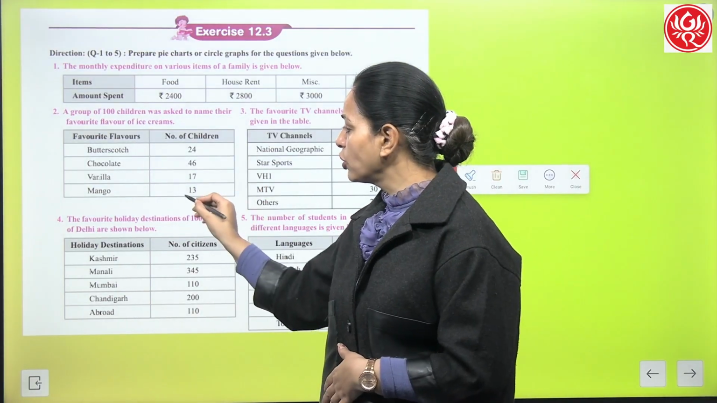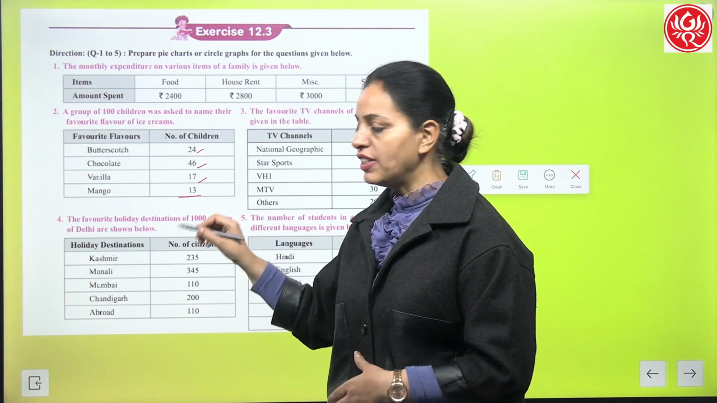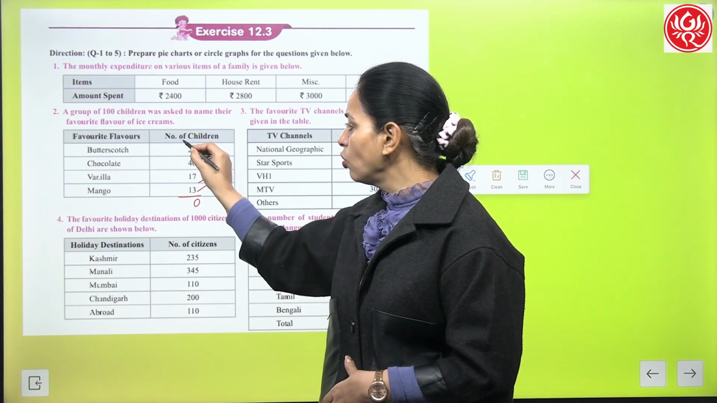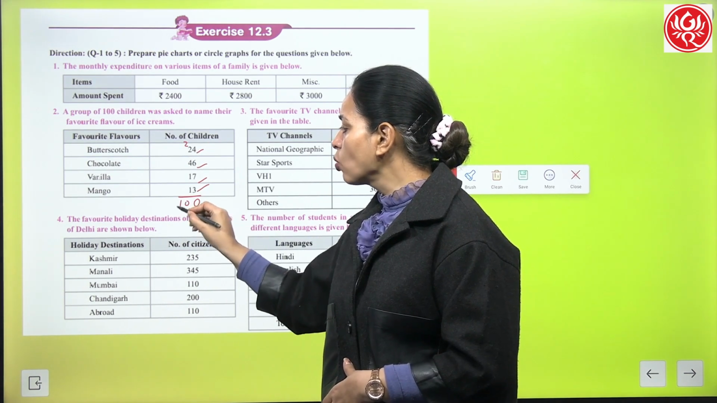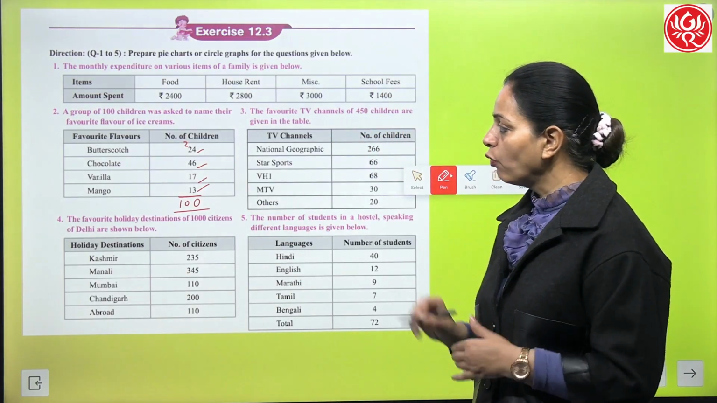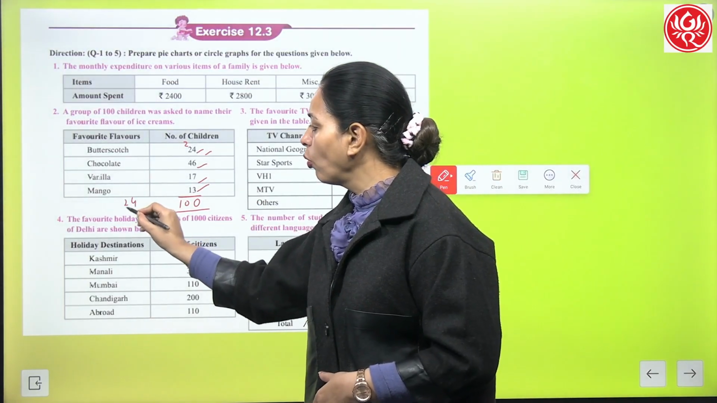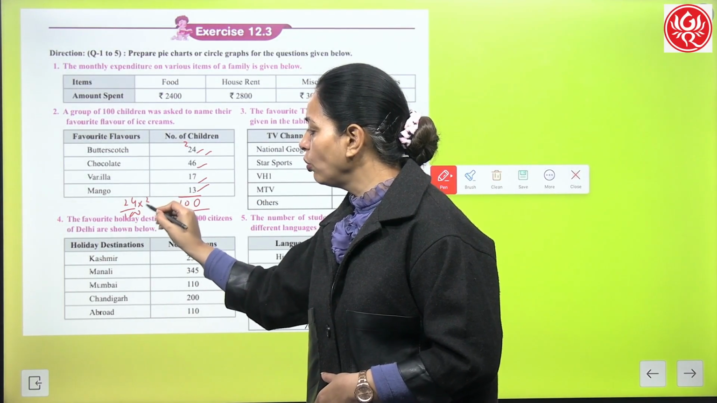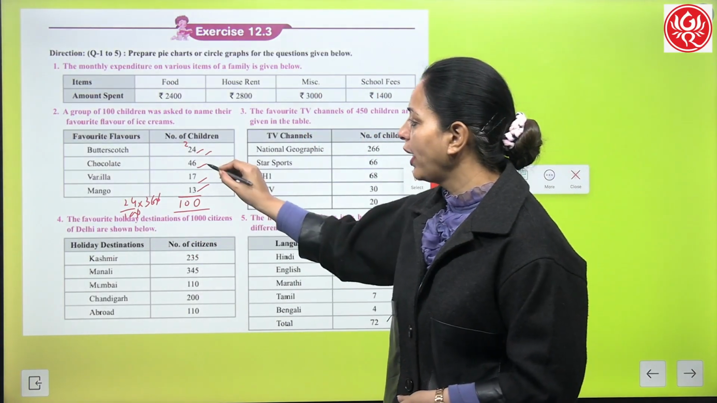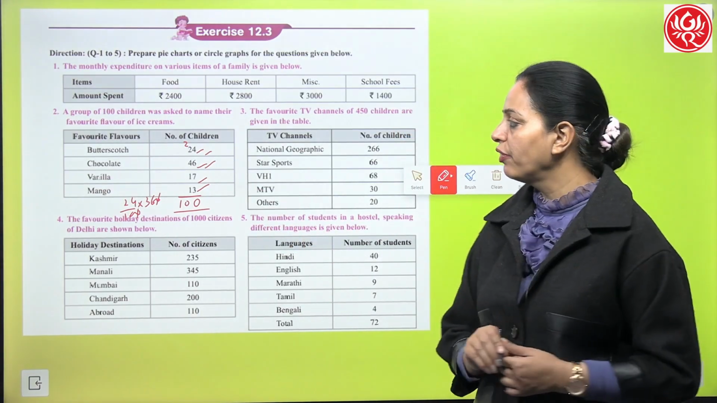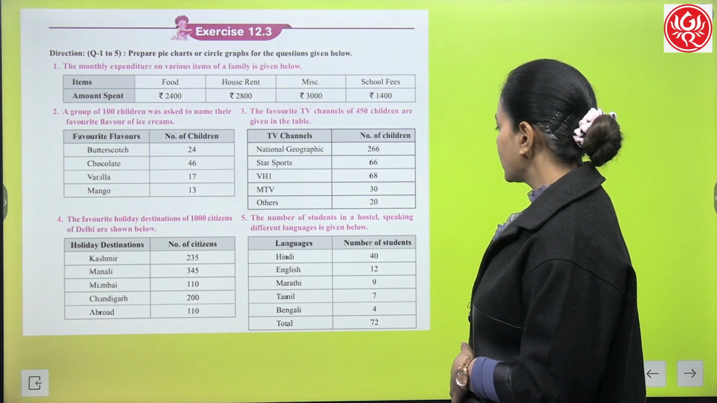So first of all, find total number of children, add all these. 4 plus 6 10 plus 7 17 plus 3 20. So 0, 2 here, 2 plus 2 4, 4 8, 1 9 and 1 10. So 100. Now find the angle for each number, like here 24 upon 100 into 360. So we can calculate it. Similarly calculate angle for this flavor, chocolate flavor, and then you can draw the pie chart, you know very well. So I hope this is clear to you.